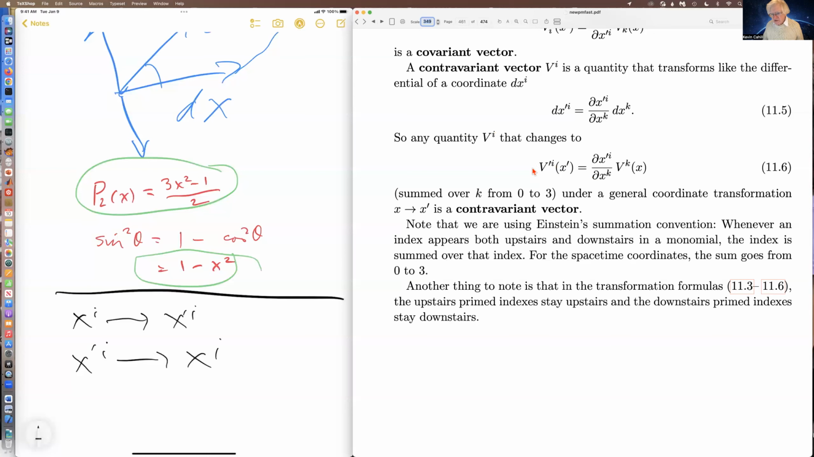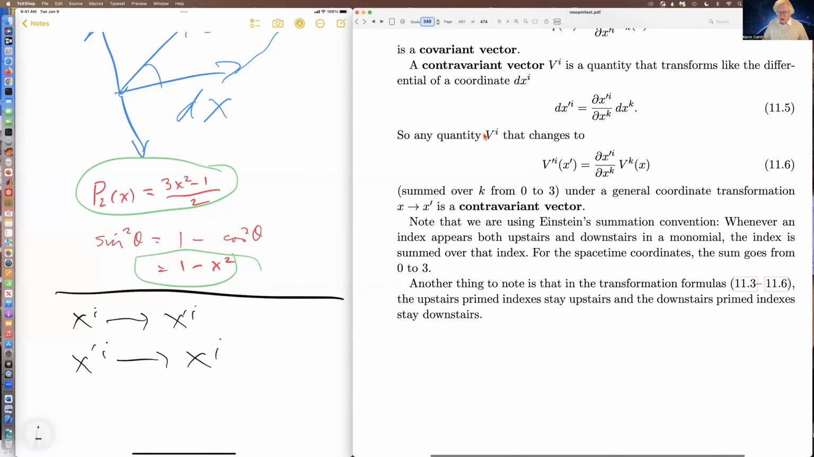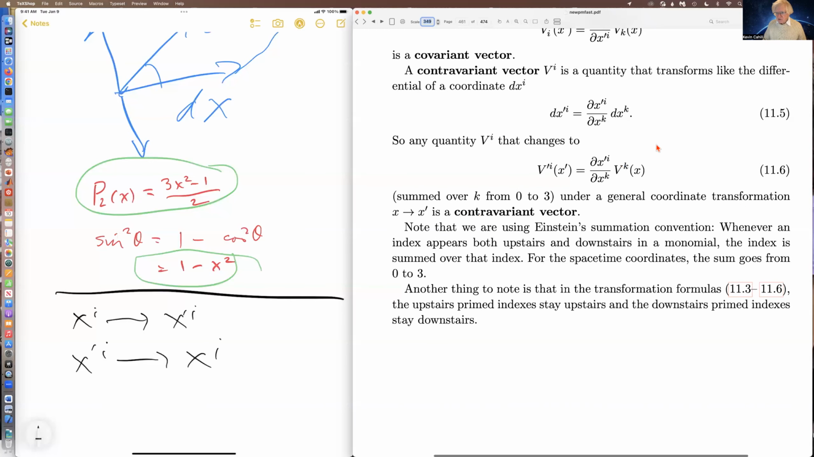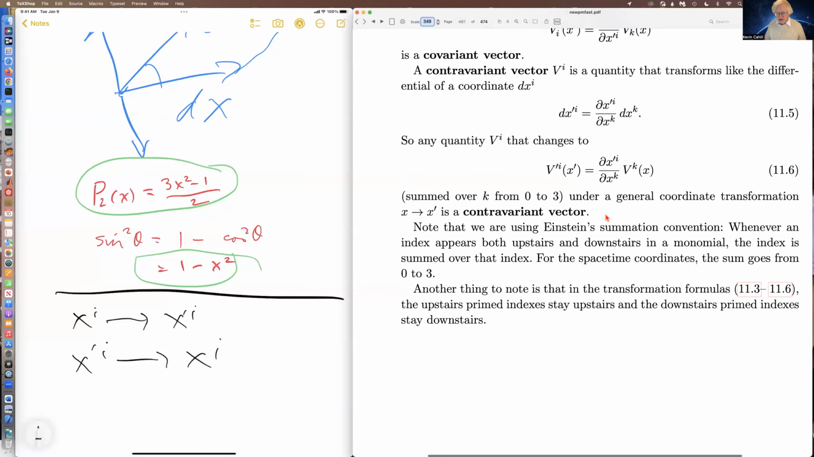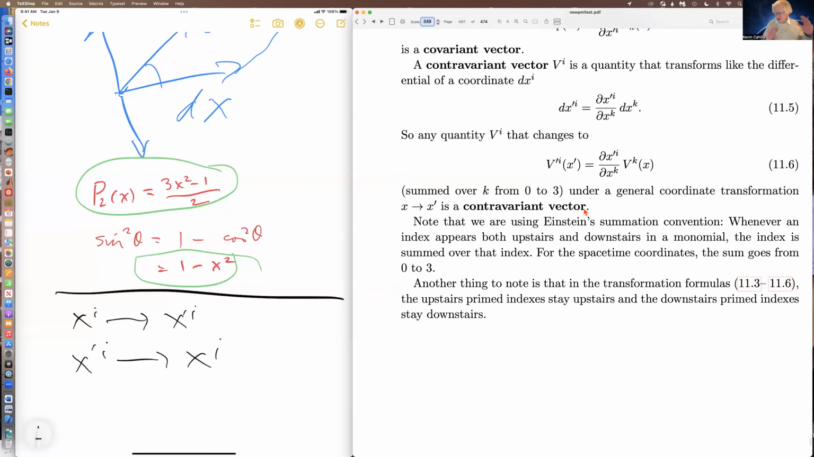Any quantity v_i that transforms such that v'_i of x' is the partial of x'_i with respect to x_k times v_k of x, summed, of course, over k, under a general coordinate transformation, is a contravariant vector. So I probably should have put this phrase up here that it changes under a general coordinate transformation to is a contravariant vector. Okay, so we have two ways.